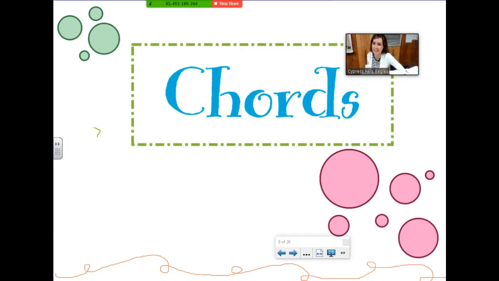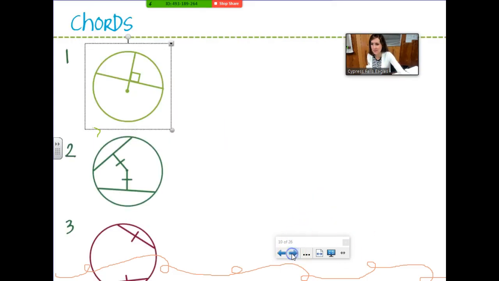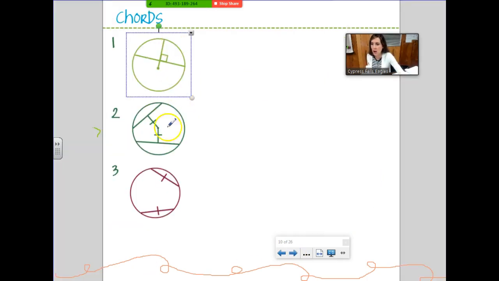Let's do chords. So title the next section of your notes chords. Chords have more theorems, but they're not going to be as hard as the tangent examples. So more theorems, less difficulty. Here we go. Go ahead and number your paper 1 through 3 and draw these pictures. Now, save yourself some room because you're going to need to write a theorem next to each one.